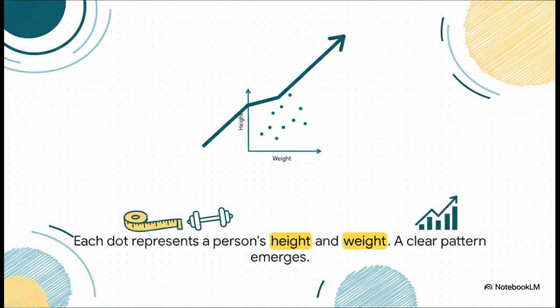See how the dots form this kind of upward sloping cloud? That clearly shows a relationship, or what we call a correlation. Generally, as height goes up, weight tends to go up too.